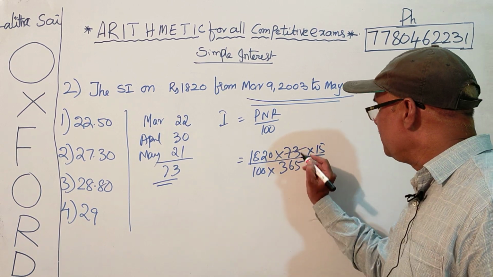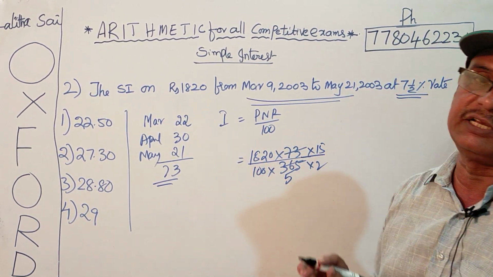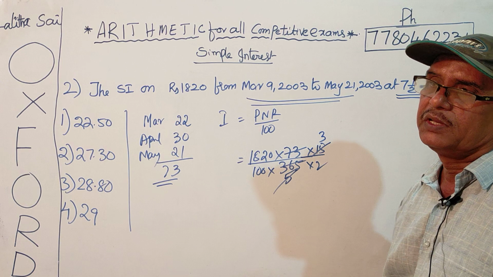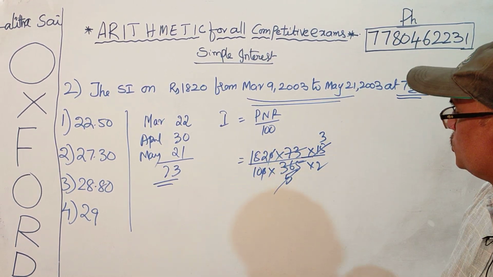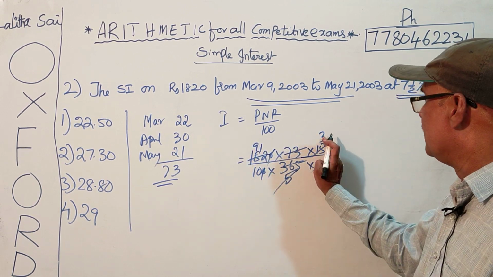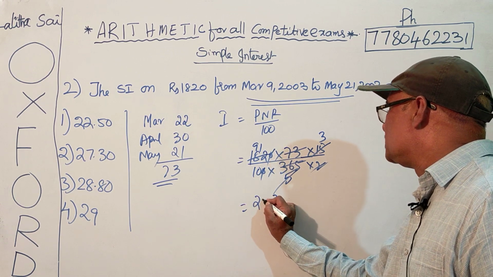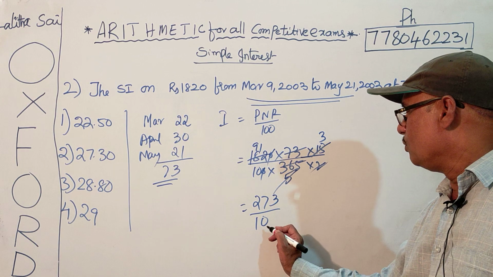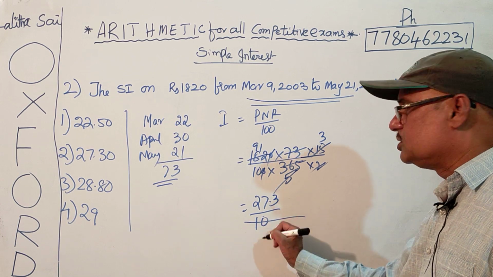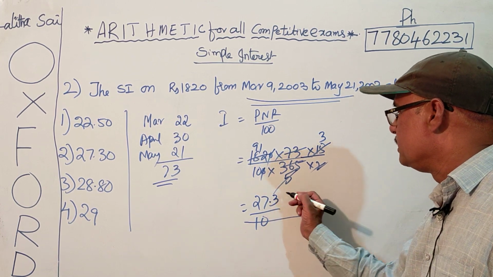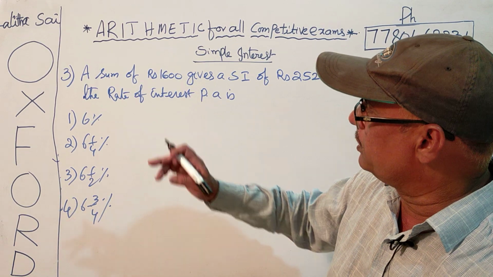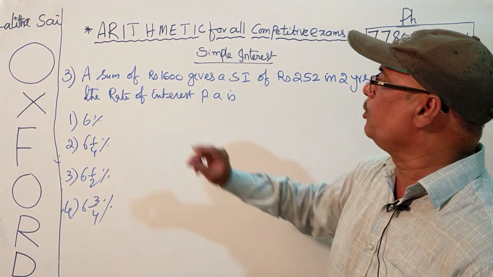Here 73 goes 5 times in 365. 5 73s are 365. Again this 5 goes 3 times here. The 0 and 1 0 go. This 2, how many times does it go? 9 times. Now 3 9s are 27 and 3 divided by 10. So put a point here, strike out the 0, and that is 27.3. So your answer is the second option. Okay, next question. Please see. A sum of rupees 1600.